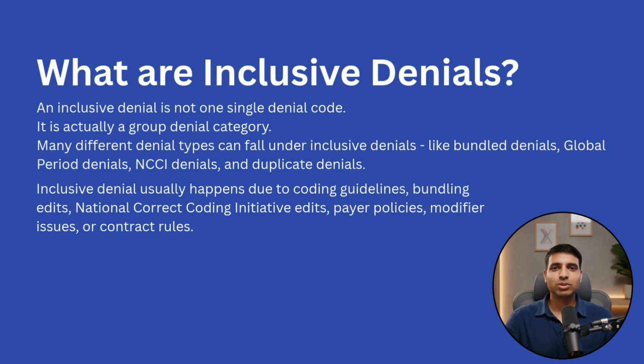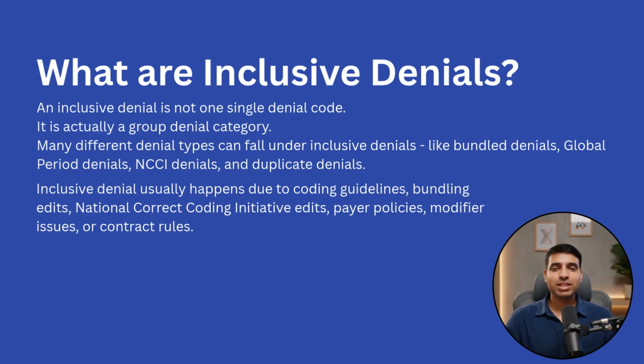Now, this is very important to understand. An inclusive denial is not one single denial code, it is actually a group denial category. Many different denial types can fall under inclusive denials, like bundle denials, global period denials, NCCI denials, and others. This denial usually happens due to coding guidelines, bundling edits, National Correct Coding Initiative edits, payer policies, modifier issues, or contract rules. Many inclusive denials are generated automatically through payer claim editing software before a human examiner even reviews the claim. That is why understanding payer editing logic is extremely important in AR follow-up.